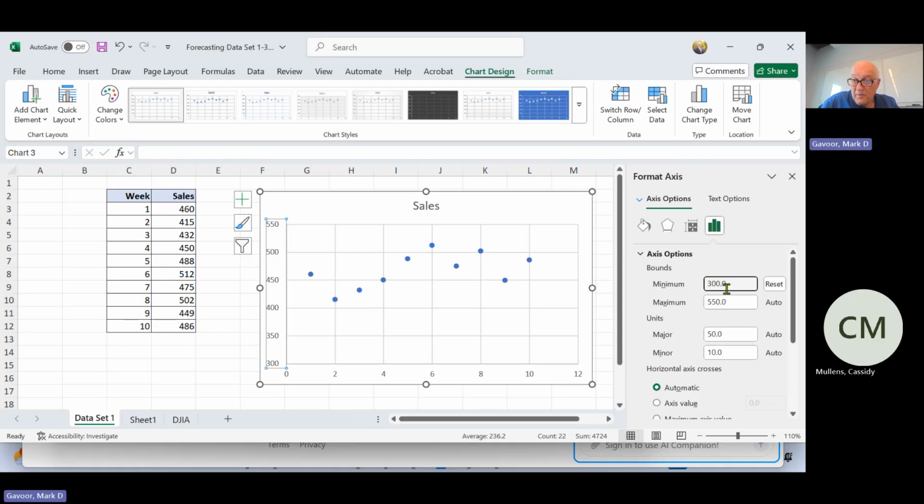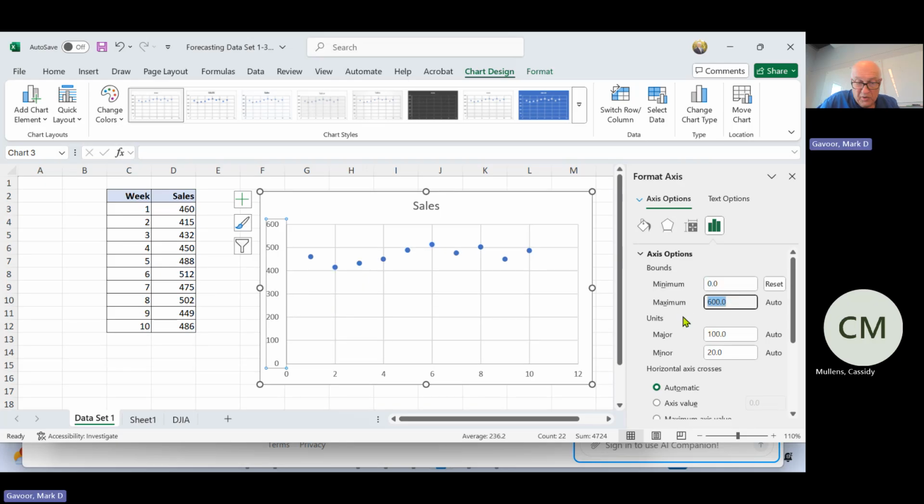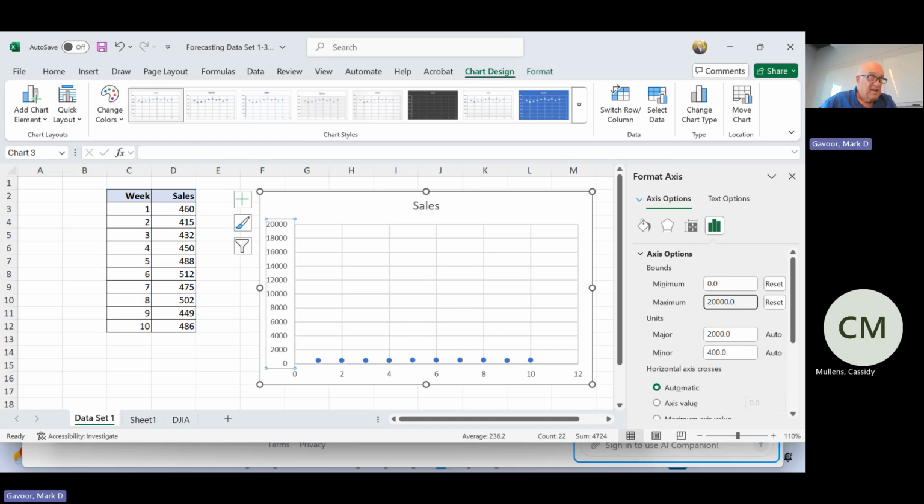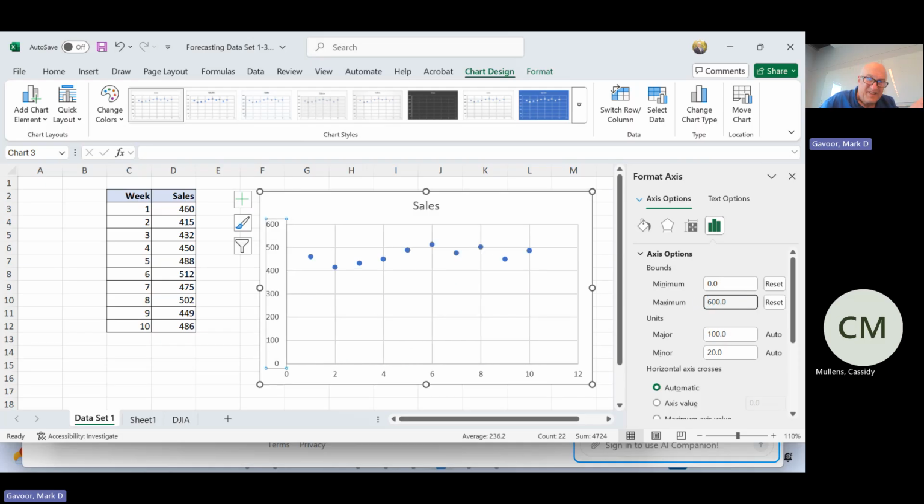Here's the wrong way to do it. If I made it 0 to 20,000, it looks like it's a flat line, right? We don't like that. So let's not do that. But 0 to 600, I'll stick with that. Excel does a decent job of picking what it should be. But if I want to go 300 to 600, that's okay too.